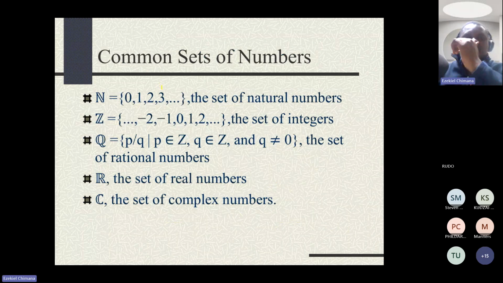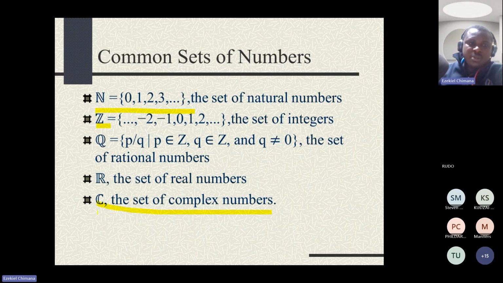Let's look at some of the common sets that we know. We have the set of natural numbers from 0 up to positive infinity. Then we've got the Z set, which is the set of all integers, whether negative or positive. If it is for positive, it will be Z with a plus at the top. We've got Q, which is the set of rational numbers, R, which is the set of real numbers, and also C, which is the set of complex numbers.